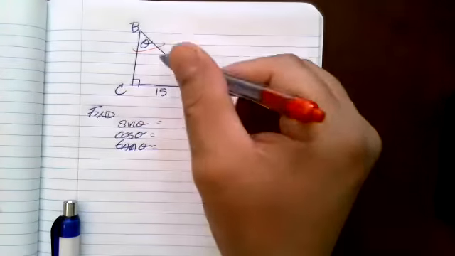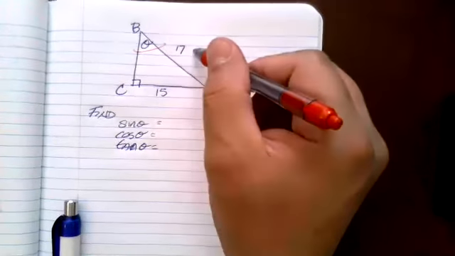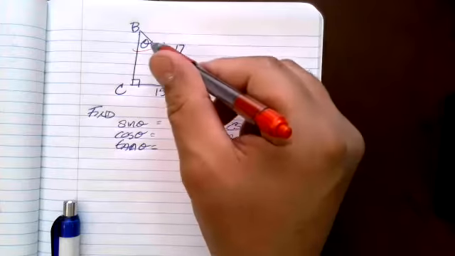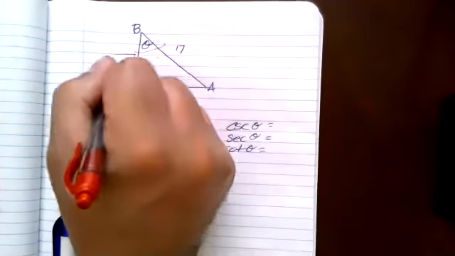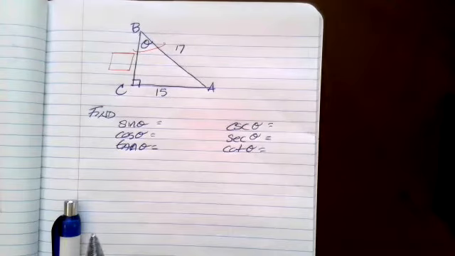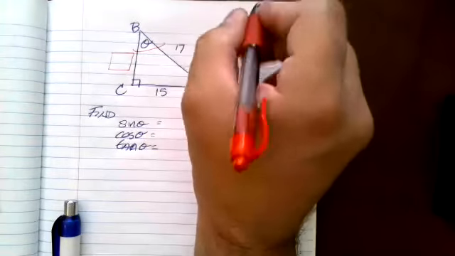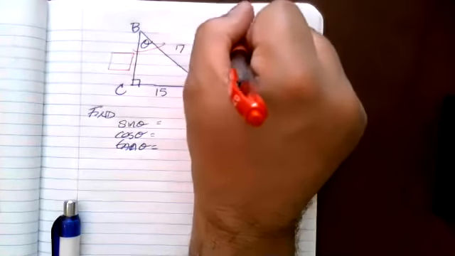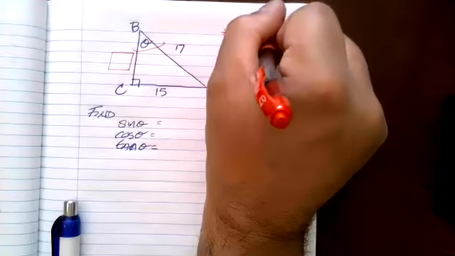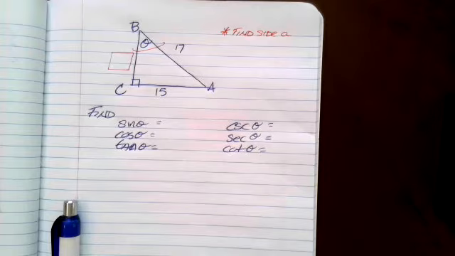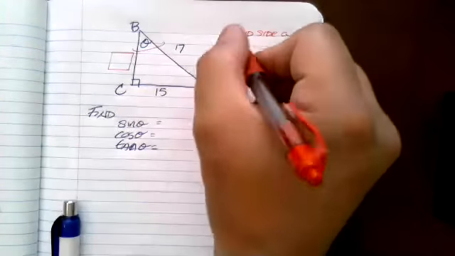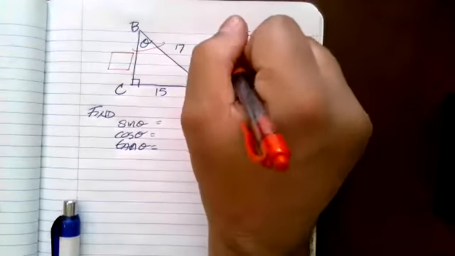right? So sine is easy enough. It's my opposite over my hypotenuse. Cosine is my adjacent over my hypotenuse. There's no value given here. So you have to find that value. First thing you're going to have to do is find side A. You're not going to be able to answer this without side A. And in order to find side A, you're going to have to use Pythagorean theorem.